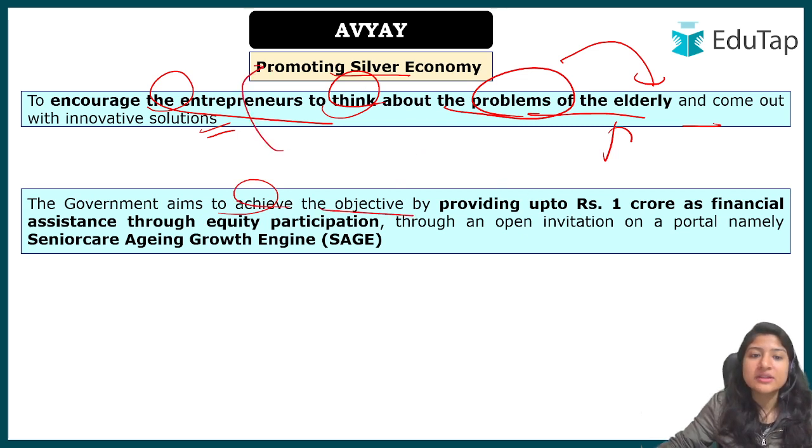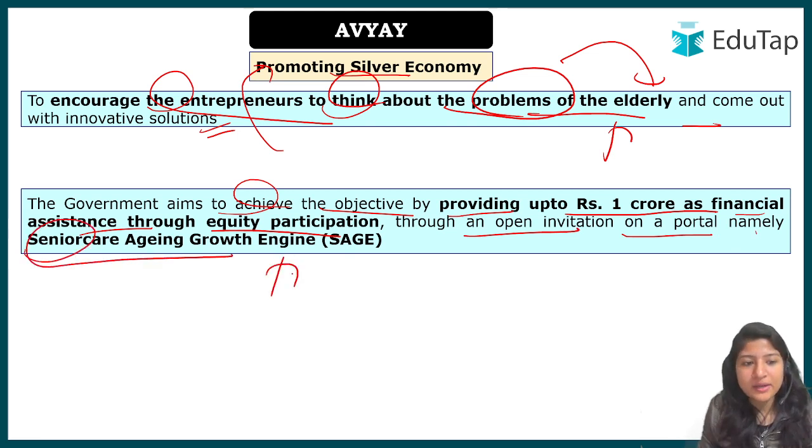How will the government achieve this objective of the silver economy? By providing up to rupees 1 crore as financial assistance through equity participation, meaning the government will be part of the shares, through an open invitation on a portal, namely Senior Care Aging Growth Engine. They have made this particular portal. Again, it is very important to remember the full form. Under this, you can pitch your ideas and the government will help, providing assistance through equity participation. I hope you get this.